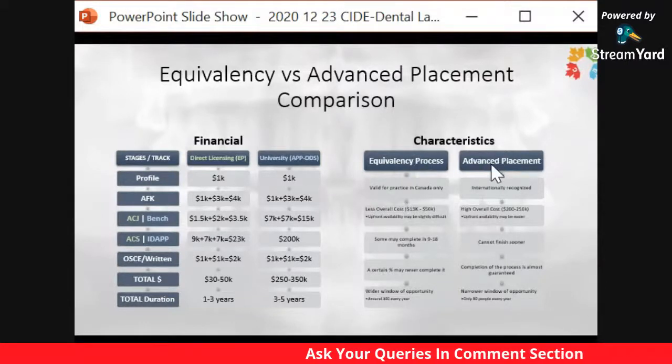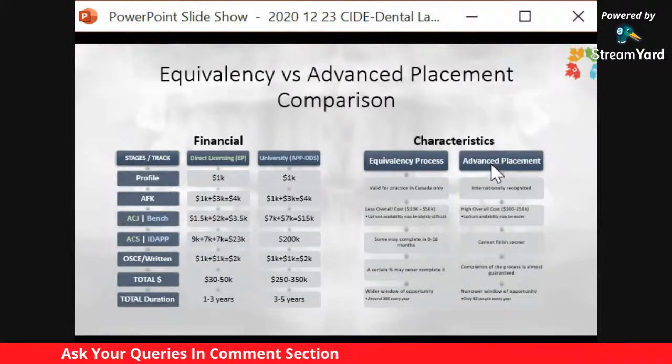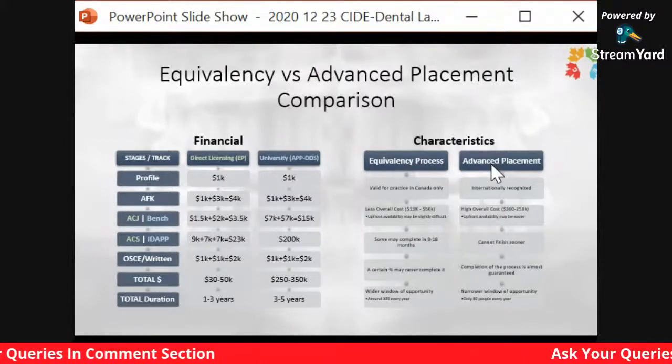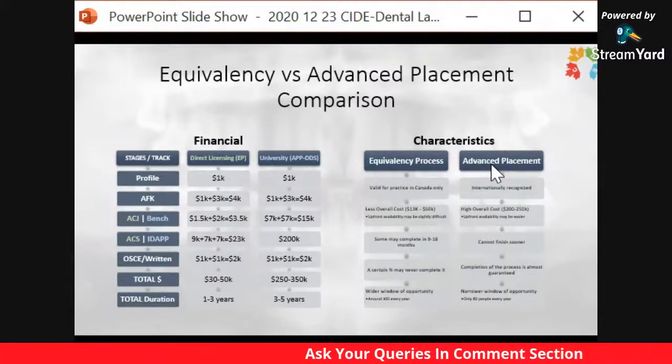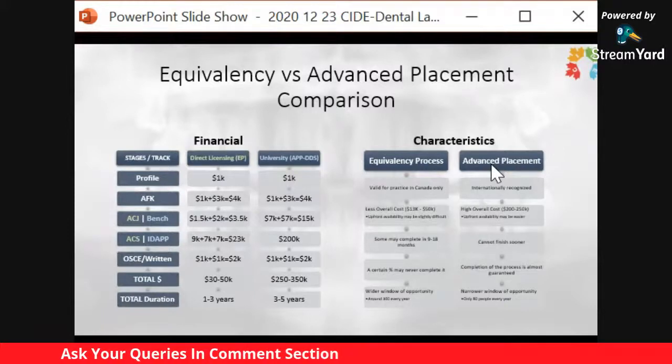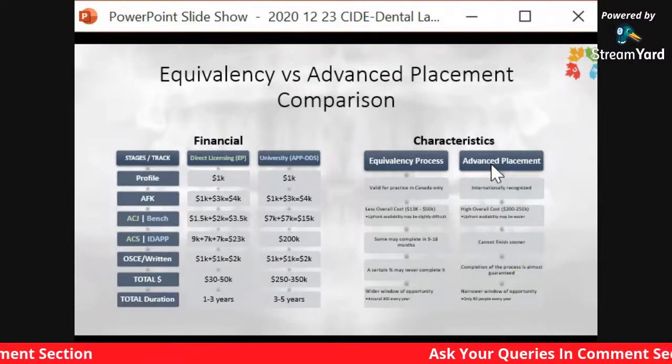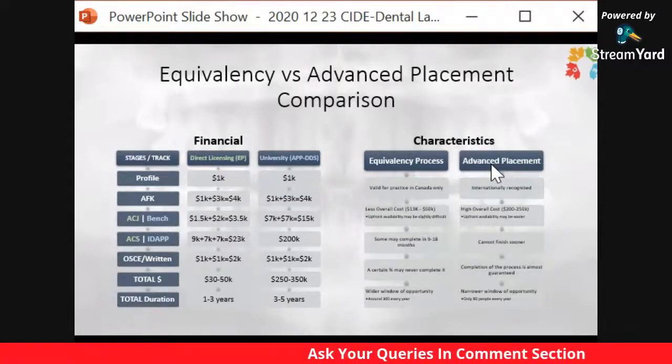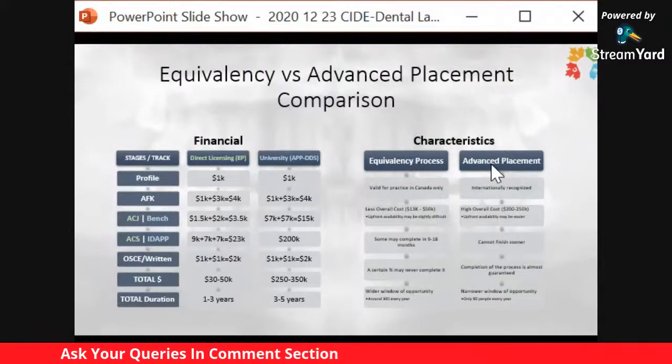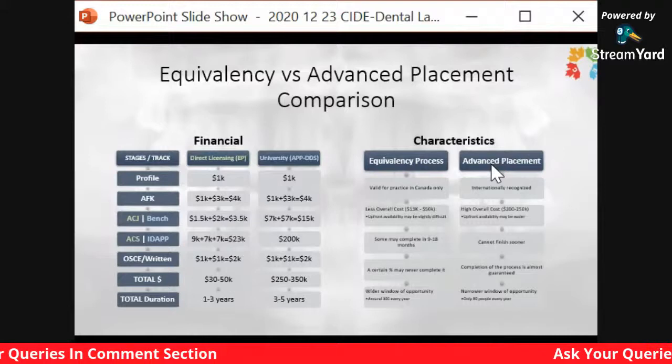Equivalency is valid only in certain cases, and some people may not actually qualify. It has less overall cost and can be completed in a shorter time, except for the COVID environment. But the overall window is wider because it can accommodate what the advanced placement for university is, internationally accepted.